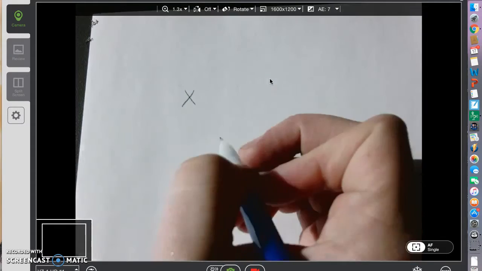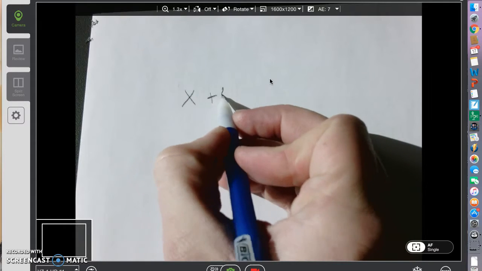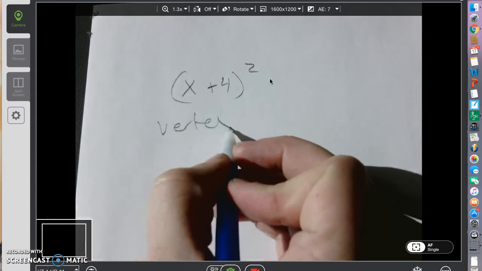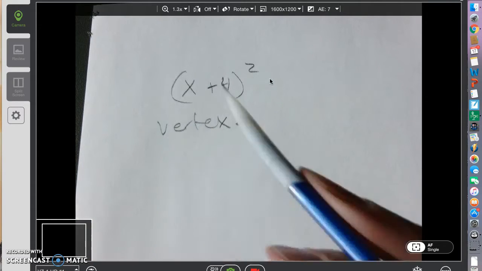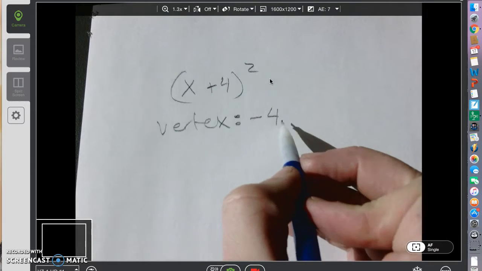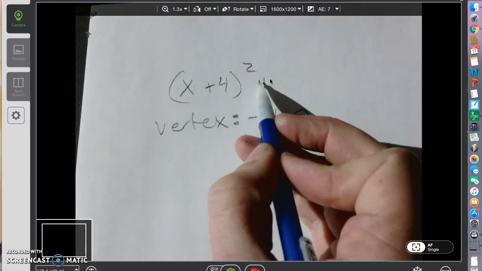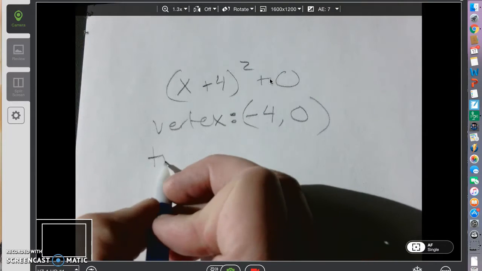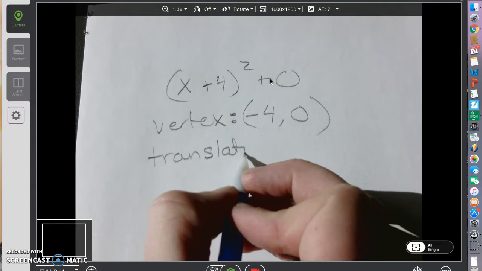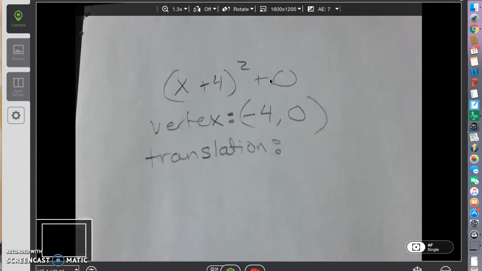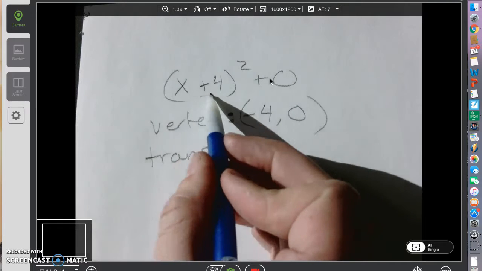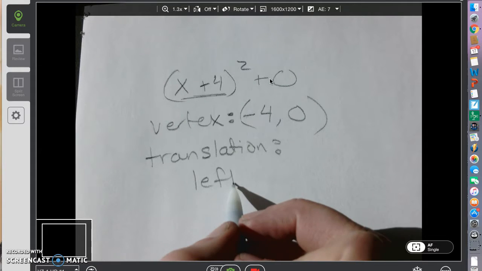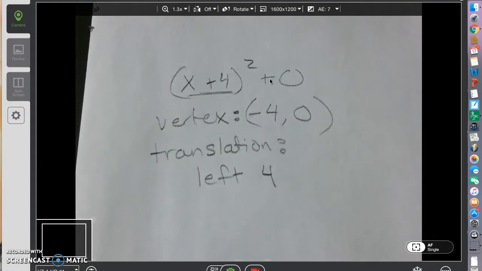There's that. Finally, if I gave you something like x plus 4 squared, and I said, hey, what's the vertex? Remember, it's always the opposite of what's inside the parentheses. So it's minus 4 and then 0, because there's nothing at the end. Then if I said, hey, what's the translation? That's the left, right, up, down thing. The translation for this plus 4 means your vertex goes to the left 4. So I would write left 4, and that's all I would write for this one.